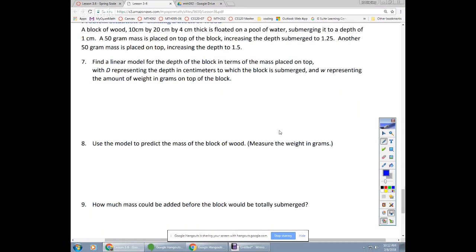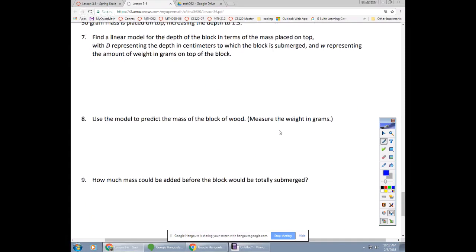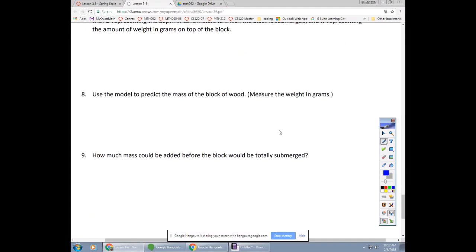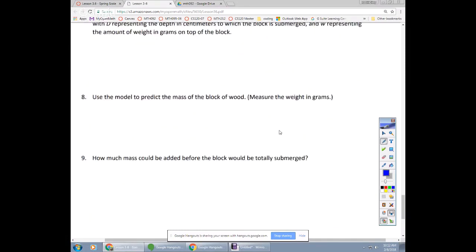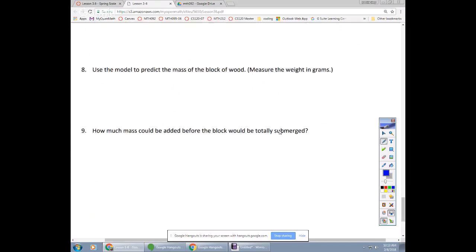Okay, so once we have that, I think you guys can get it from here to get those other 2 problems. So I'm going to give you a minute right now, see if you can solve those other 2 problems.